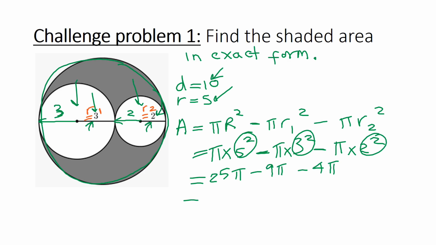And then I can subtract. If I've got 25 pi's and I take away 9 pi, that will give me 16 pi, so 25 minus 9. And I take away another 4, and I would get 12 pi. And that is exact form. Because they didn't give me centimetres or metres or any other units, I just write units or square units. Okay? And this is in exact.